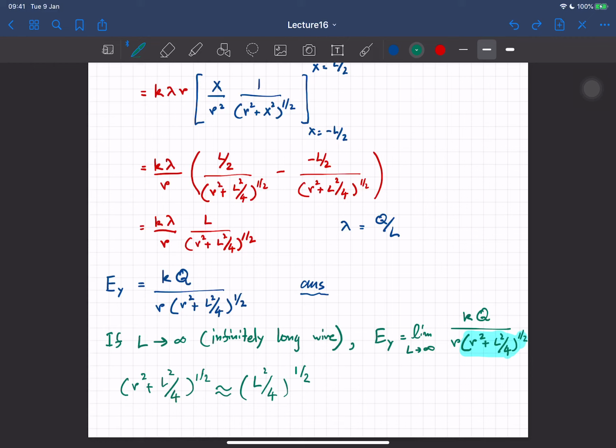Okay. So it's going to be this, which, well, you don't need approximation. So this is equal to just L over 2. So this blue term here, when you take the limit as L goes to infinity, is just L over 2. So in the end, after taking this limit, it's going to be just 2kq divided by r times L.